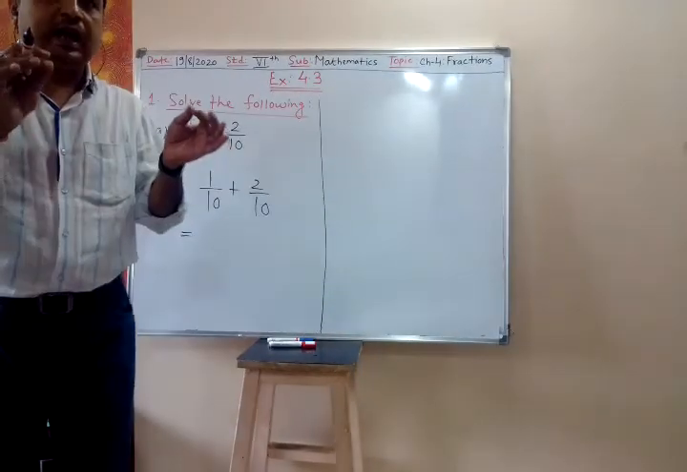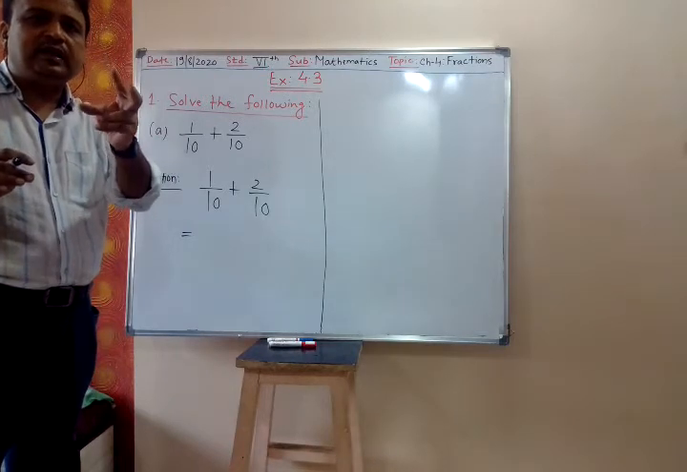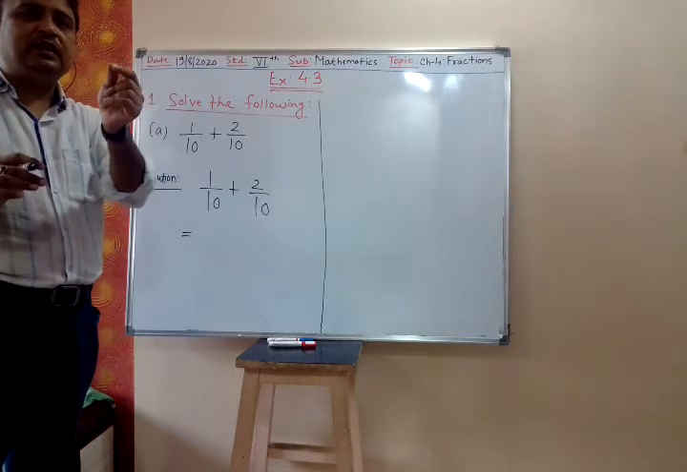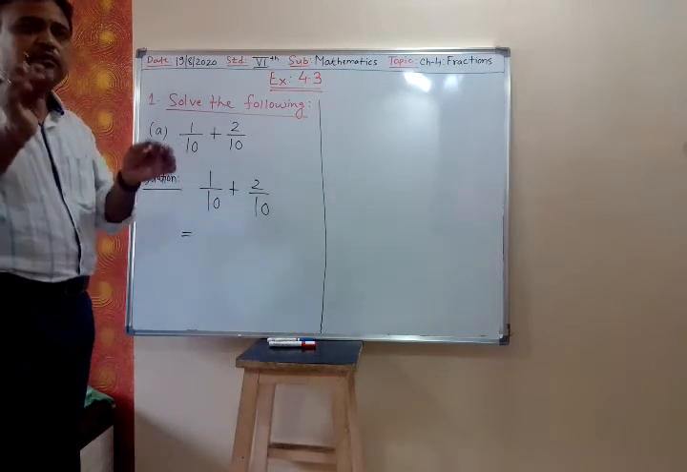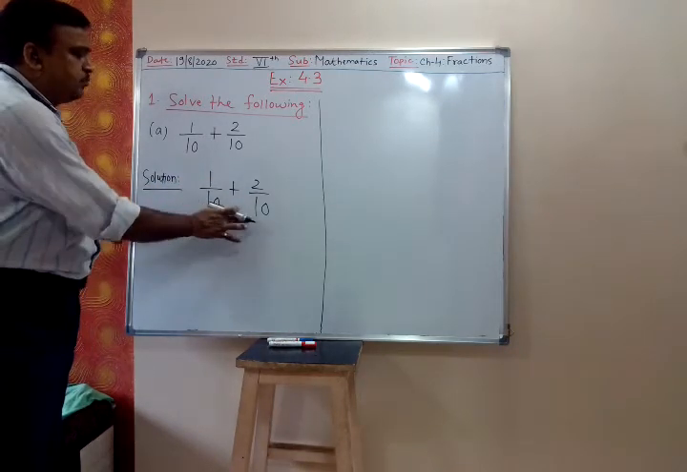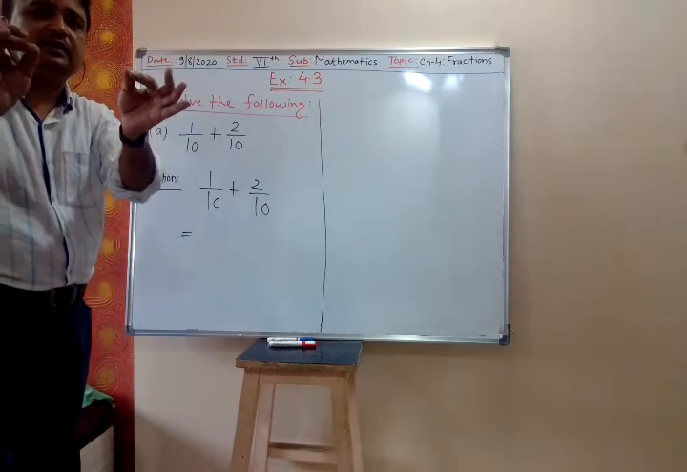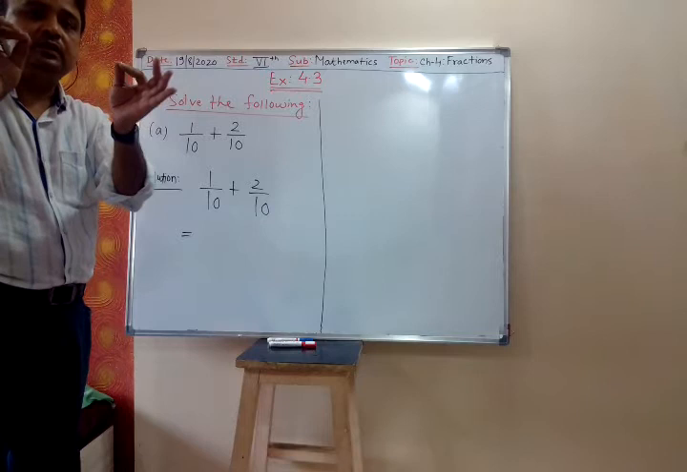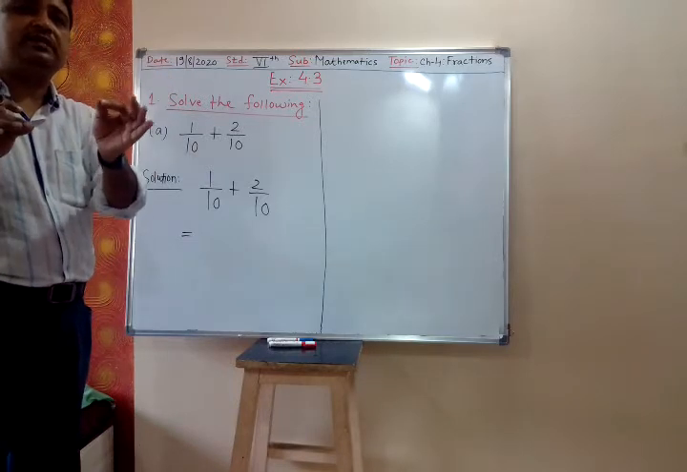Now we can add or subtract any 2 fractions provided they are like fractions. But 1 upon 10, 2 upon 10, what is the denominator? The denominator is 10. So whenever the denominator is the same, they are like fractions, and we can add or subtract like fractions. This you remember. If they are not like fractions, you have to convert them into like fractions.